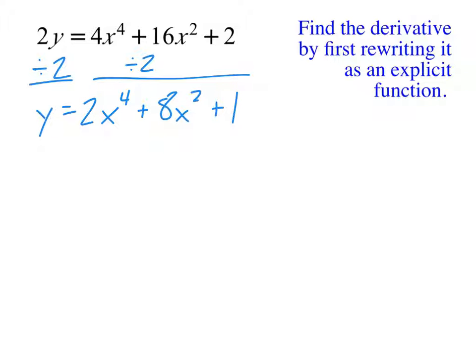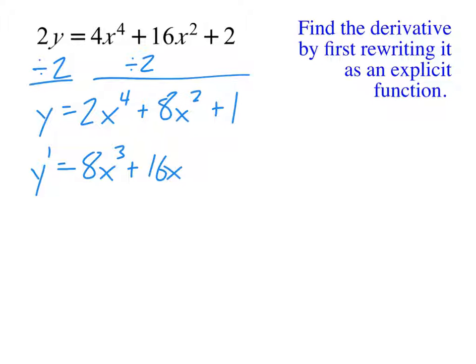So we've now written it as an explicit function, which means now we can figure out what the derivative is. We can figure out what y prime is using all the rules we already know and love. So go ahead and find the derivative then of the right side. You're using power rule here. And you should find that y prime equals 8x cubed plus 16x.